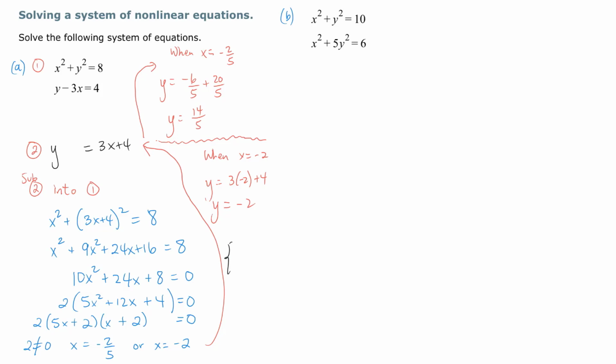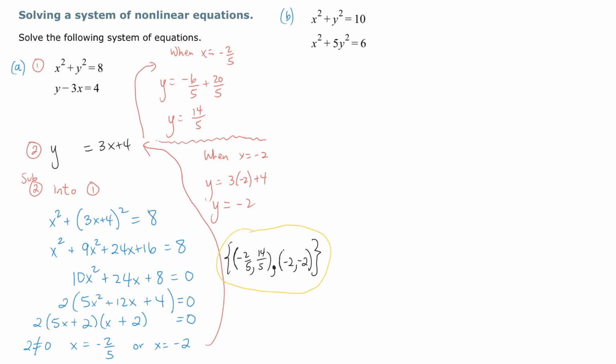We actually have a set with the ordered pair, negative 2 fifths, comma, 14 fifths. And then the second ordered pair, I'll separate it with another comma. We'll put parentheses, negative 2, comma, negative 2. Close with a set brace. I'm going to repeat this again. This is a set that consists of 2 solutions or 2 ordered pairs. I'm going to circle that as the final answer for example A. And let's proceed to example B.